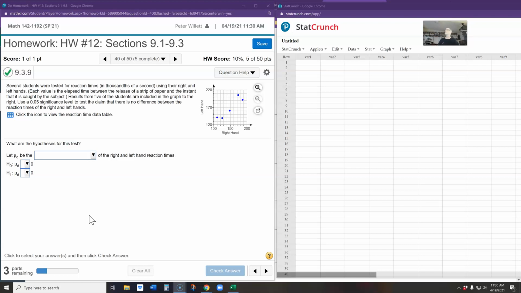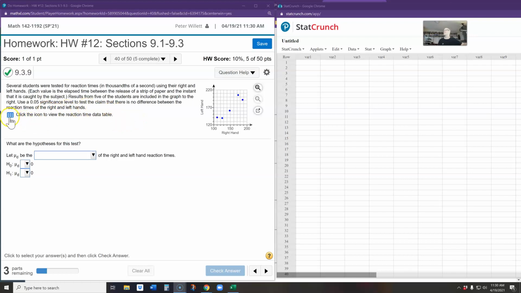It says, several students were tested for reaction times in thousandths of a second using their right hand and their left hands. Each value is the elapsed time between the release of a strip of paper and the instant that it is caught by the subject. Results from 5 of the students are included in the graph to the right, and they show us this graph here. Use a 5% significance level to test the claim that there is no difference between the reaction times of the right and left hands.